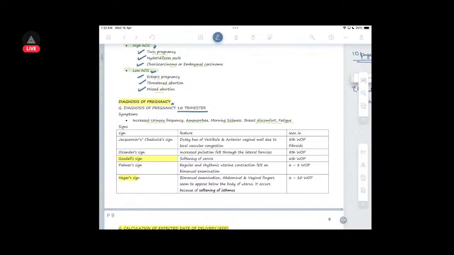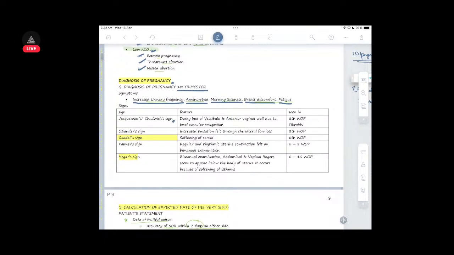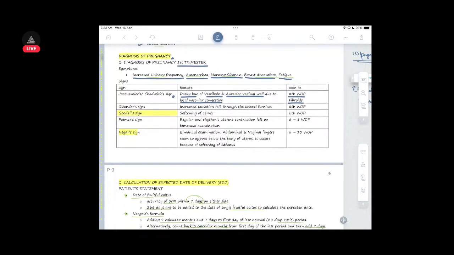Diagnosis of pregnancy: first trimester, increased urinary frequency, amenorrhea, morning sickness, breast discomfort, and fatigue. So signs: you have Jacquemier or Chadwick sign, dusky hue of the vestibule and anterior vaginal wall due to local venous congestion. It is seen in 8th week of pregnancy and in fibroids.